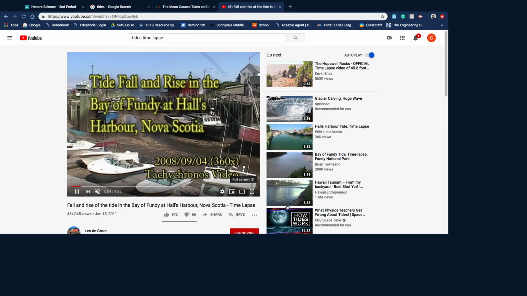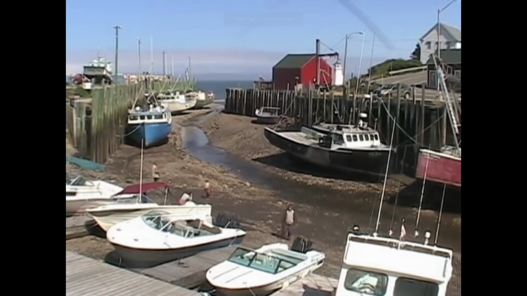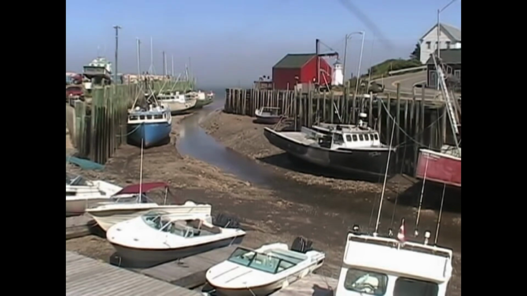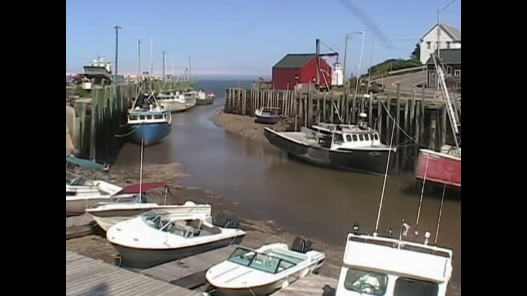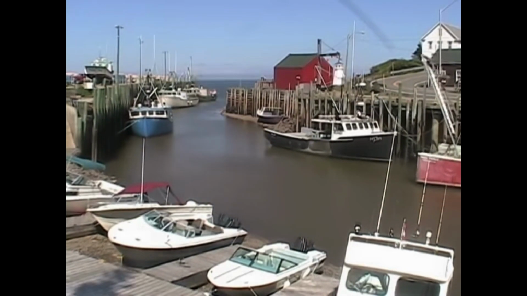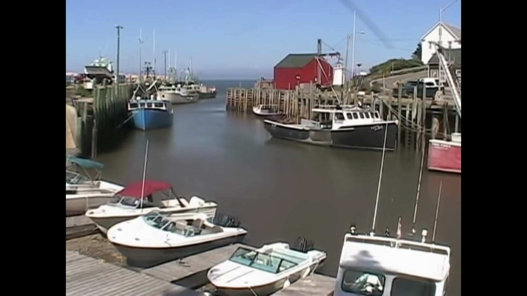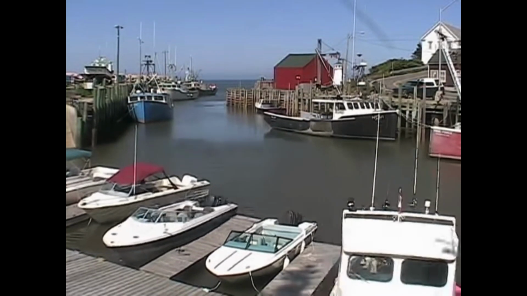Today we're going to be talking about tides and eclipses. So, tides have to do with the moon and the Earth's gravitational relationship. And as the moon revolves around the Earth, the tides become high and low. And this is a time-lapse video of a place in Nova Scotia where it's one of the greatest examples of high tide and low tide every single day.